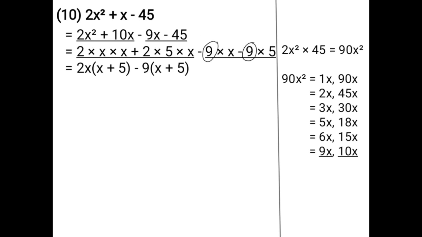x plus 5 in the bracket is repeating, so next step you have to write x plus 5 one time. Outside the bracket of x plus 5 is 2x and minus 9, that you have to write in the second bracket, that is 2x minus 9.